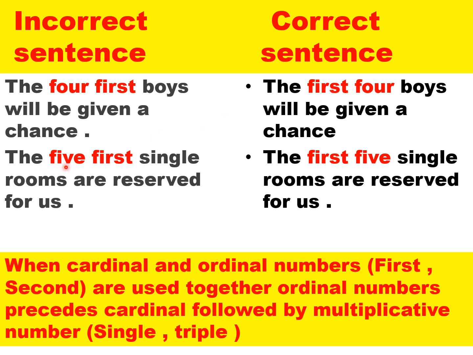See the next example. The 5 first single rooms are reserved for us. Here also we must use ordinal numbers first. The first 5 single rooms are reserved for us. Multiplicative numbers are single, triple, double.